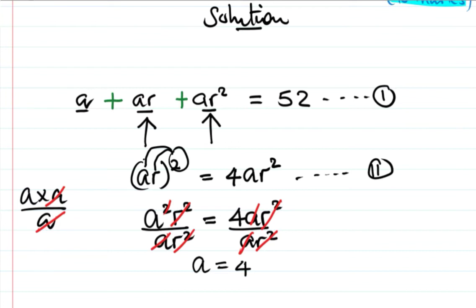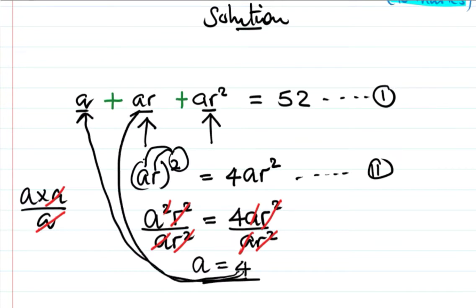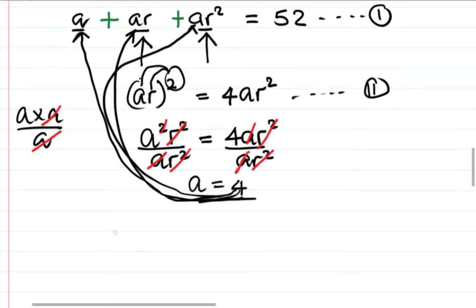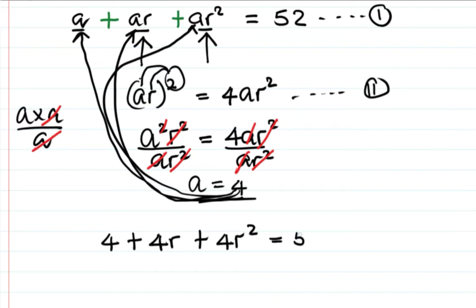Then we can take this 4 and substitute A. So we have 4, plus 4R, plus 4R squared, equal to 52. That comes from equation number 1.